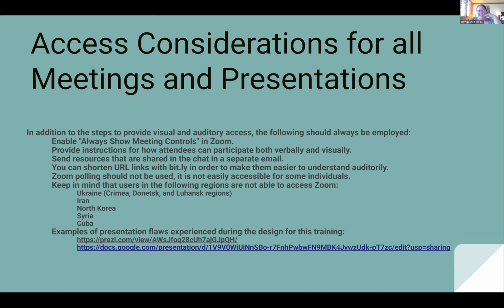In addition to the steps to provide visual and auditory access, the following should always be employed. Enable always show meeting controls in Zoom. Provide instructions for how attendees can participate both verbally and visually. Send resources that are shared in the chat in a separate email. You can shorten URL links with bit.ly in order to make them easier to understand auditorily. Zoom polling should not be used. It is not easily accessible for some individuals.